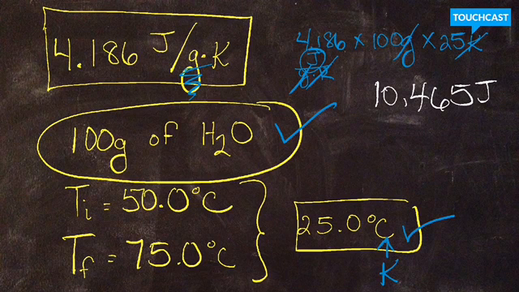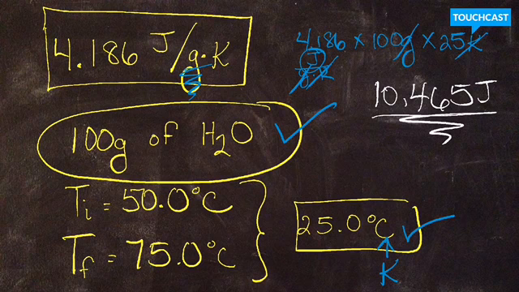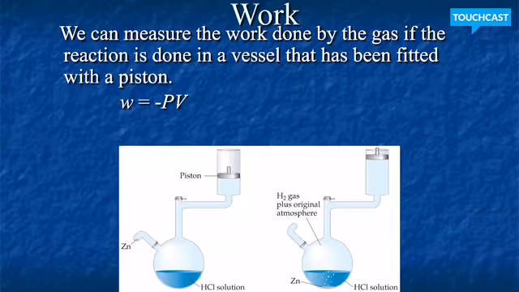I can also convert that into calories if I wanted to. So look back at the video, do a conversion between joules and calories, and tell me how many calories were released by this chemical reaction. So figuring out energy changes from heat release or absorption is pretty easy through calorimetry.